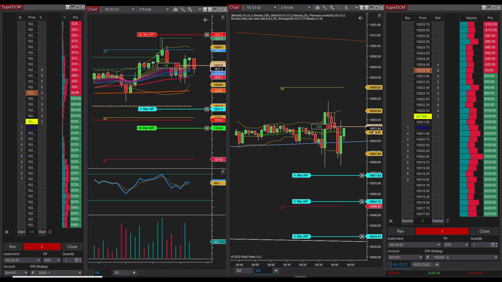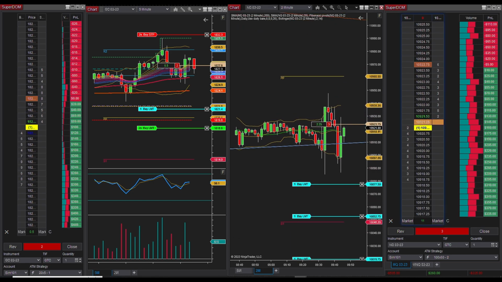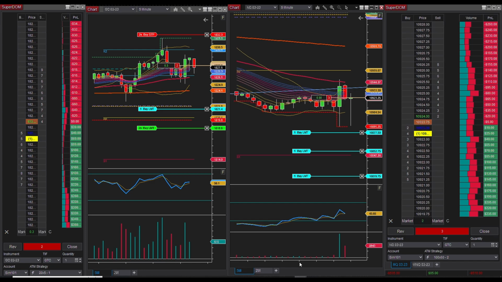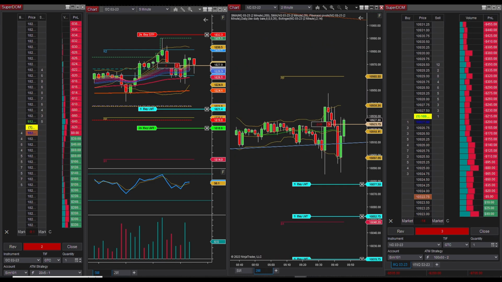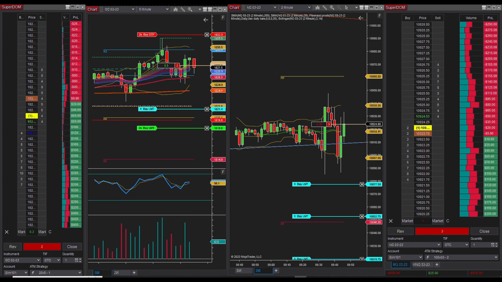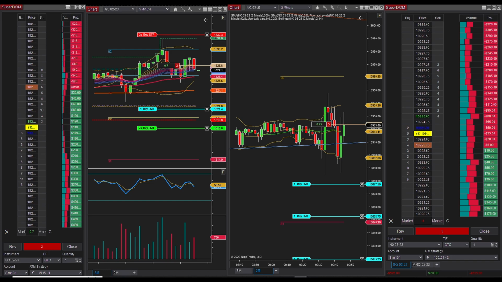So Nasdaq seems to be going the opposite direction for now. The left is the 5-minute chart, and the right is the 2-minute chart. So 5-minute chart for the gold, 2-minute chart for Nasdaq.